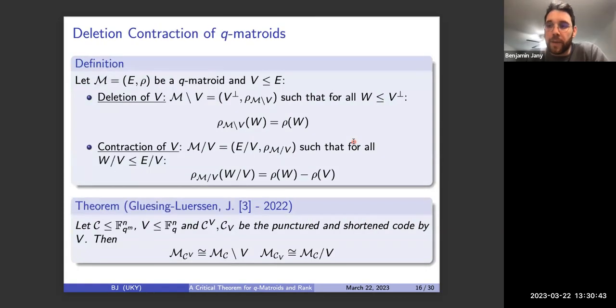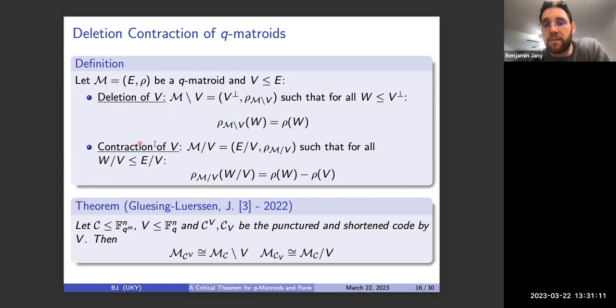Now, similarly to matroids, we can define the notion of deletion and contraction. Deletion gets a little tricky because we have to make the choice of some inner product. If we delete by a space V, we restrict our q-matroid to the orthogonal space of V. And the rank function really stays the same. We just restricted our ground space.